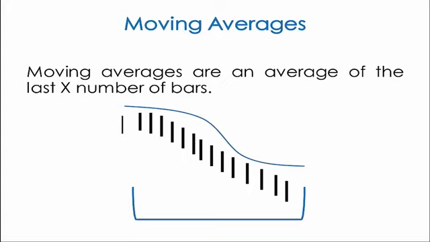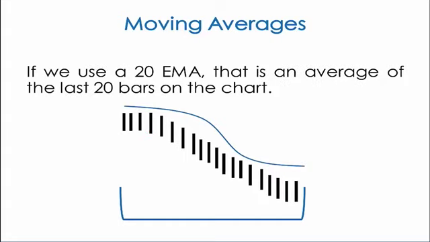Now, moving averages are simply an average of the last X number of bars, but as we said, the exponential moving averages are going to put more emphasis on these and less emphasis on these, which means that the moving average is going to react a lot faster for you. Now, I mentioned the 20 moving average previously, or the last 20 bars, and that's exactly what the 20 EMA is. It's an average of the last 20 bars on the chart. It's one of the main moving averages that we use, and it gives us a good indication as to where the market's been, currently is, and is likely to go next.